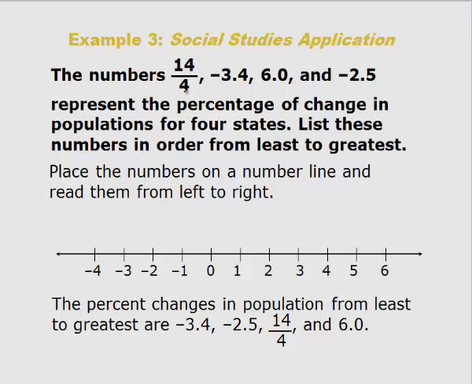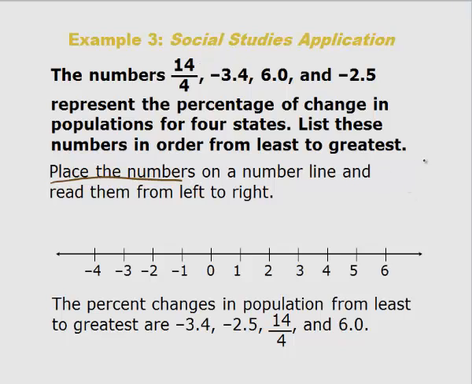We have the numbers 14/4, -3/4, 6, and -2/5. They represent the percentage of change in the populations of 4 different states. List these numbers from least to greatest. Okay, we're going to place them on the number line. So that's our first step, place the number line.